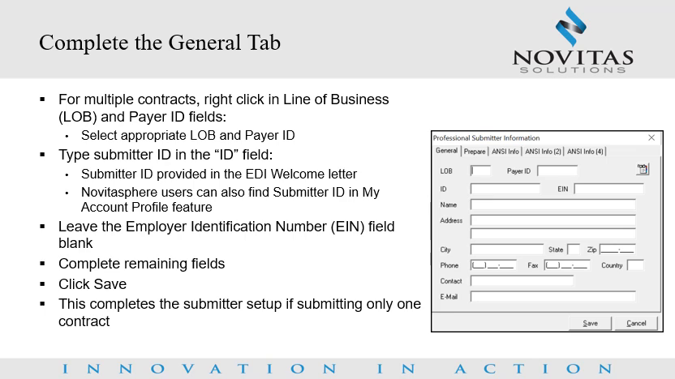The provider then completes the remaining information, including the email field, leaving the Employer Identification Number or EIN field blank. If the provider submits only one contract, they click Save and are finished with the submitter setup.